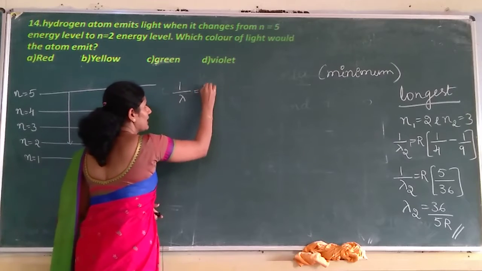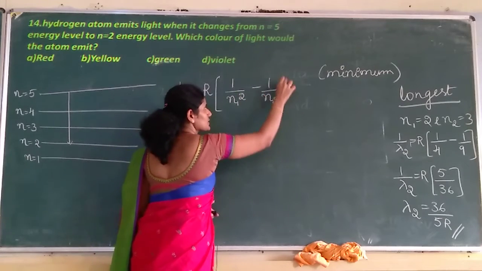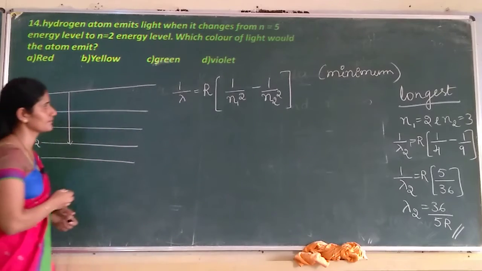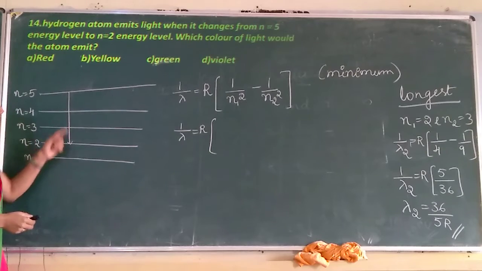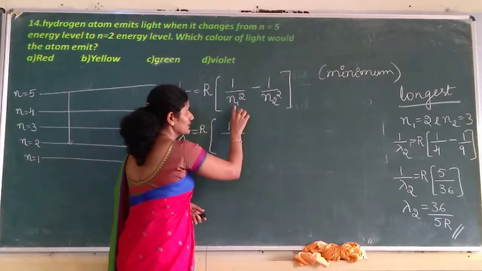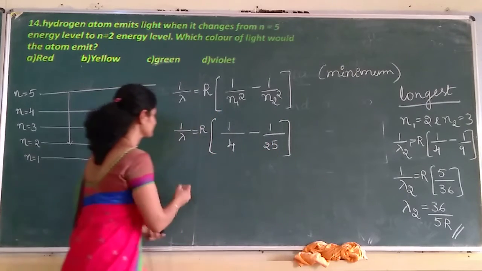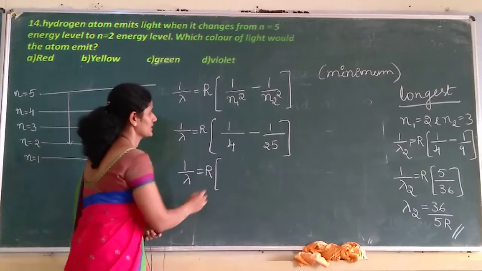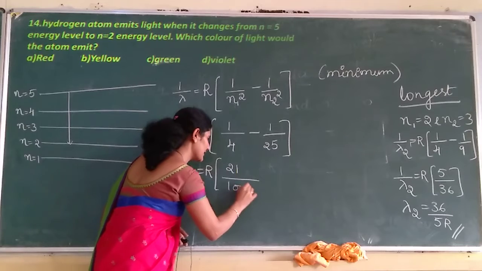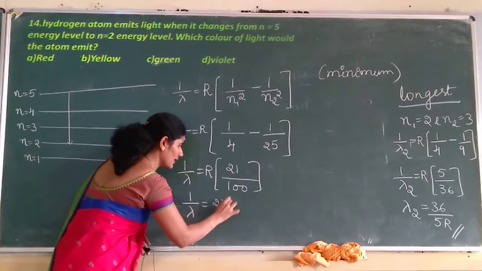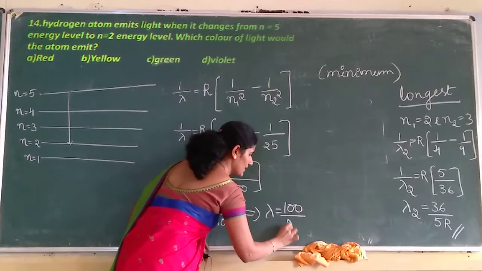So we know that 1 by lambda is equal to R into 1 by n1 square minus 1 by n2 square. This is the expression for wave number or the wavelength of light emitted. 1 by lambda is equal to R into, n1 is 2 and n2 is 5. So 1 by n1 square, that is 2 square, 4, minus 1 by n2 square, 5 square is 25. 1 by lambda is equal to R, in the numerator 25 minus 4, we get 21 divided by 25 into 4, that is 100. 1 by lambda is equal to 21R divided by 100, or lambda is equal to 100 divided by 21R.